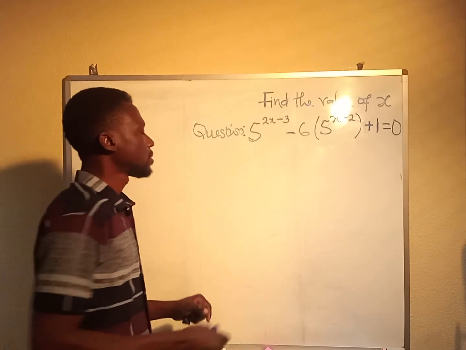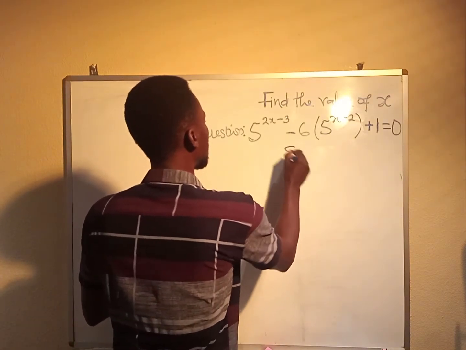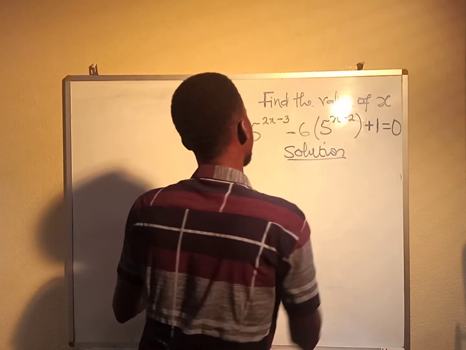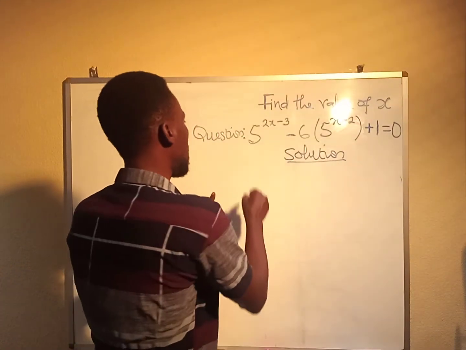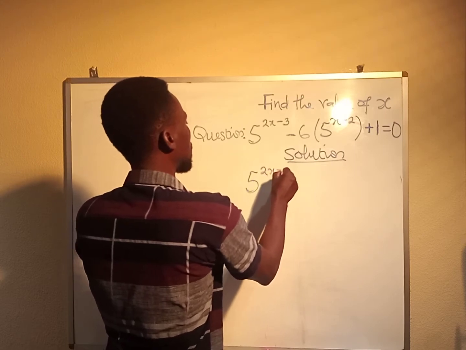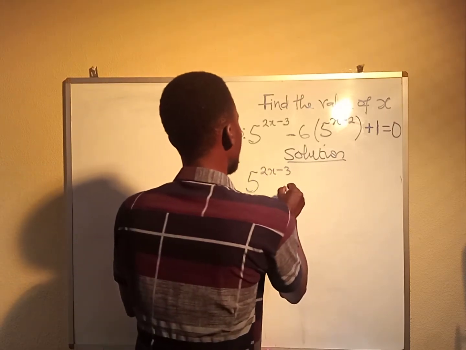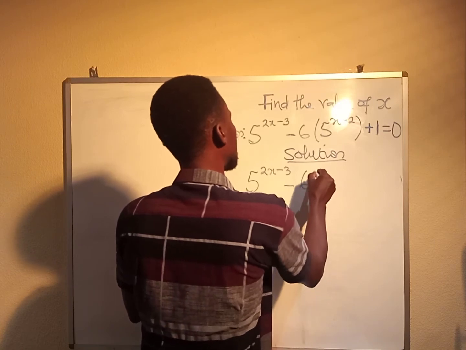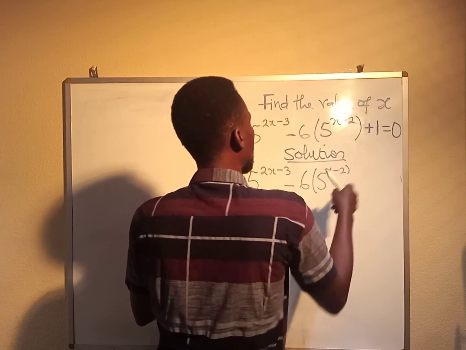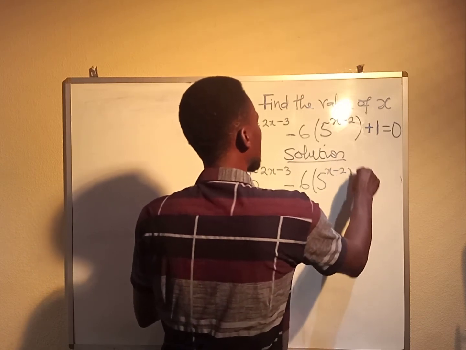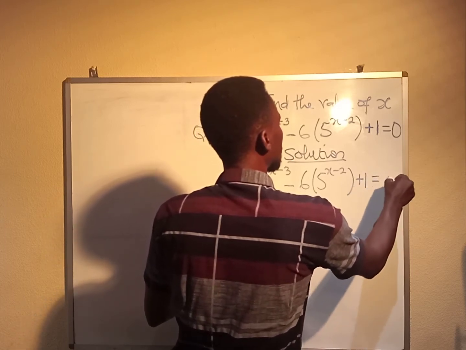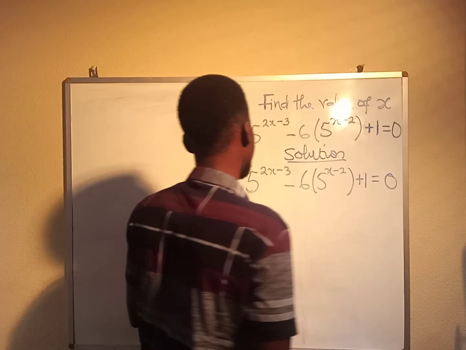Right, so now let's put here solution. So we write here solution, and then we put here the question: 5 raised to the power 2x minus 3 minus 6 into brackets 5 raised to the power x minus 2 plus 1. Now this is equal to 0. So this is what we have.